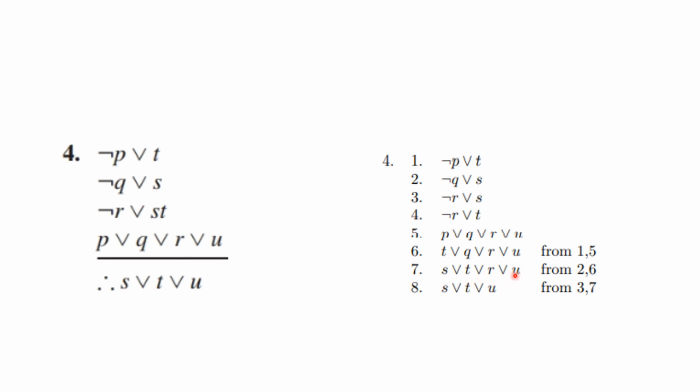But now we're going to look at statement 3 and statement 7. You see statement 3 says that this is not R or S, and down here it says it is R or S or T or U. So that means by the principle of resolution we can have S or T or U, and that's what we were supposed to prove. This requires a little bit of thought, I think.